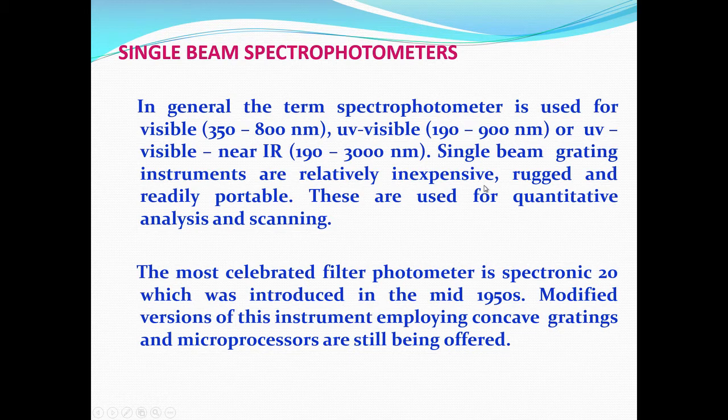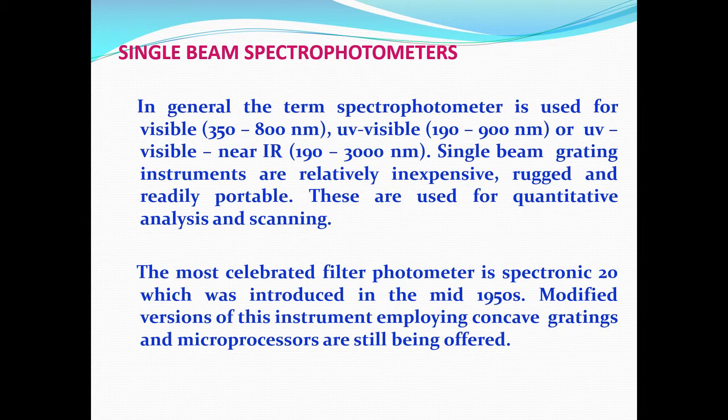So, now we go to the single beam spectrophotometer. What is the difference between a spectrophotometer and a filter photometer? A filter photometer is used for the visible range only, and a spectrophotometer is used for a system which measures UV visible, ultraviolet visible and/or near IR also, that is 190 to 3000 nanometers, that is the whole range.